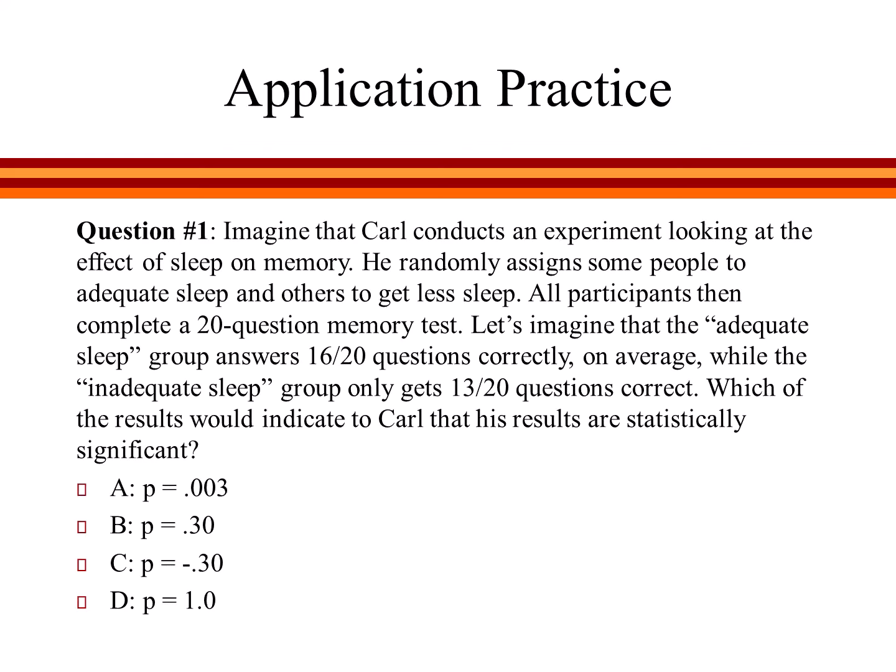The correct answer here is A, p equals 0.003. Remember that a smaller p-value means there is less of a chance that the result is just a fluke. Since 0.003 is less than the 0.05 cutoff, it is considered statistically significant. Also, just a quick note, since p-values are a probability estimate, they can never be negative. They can only range from 0 to 1.0. So C here, p equals negative 0.30, is an impossible result. We would never get a negative p-value like that.